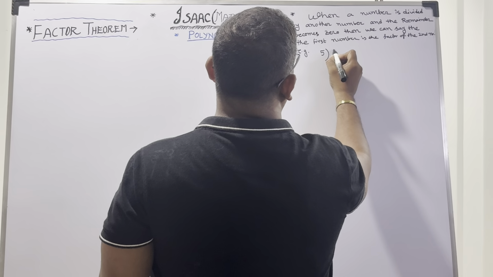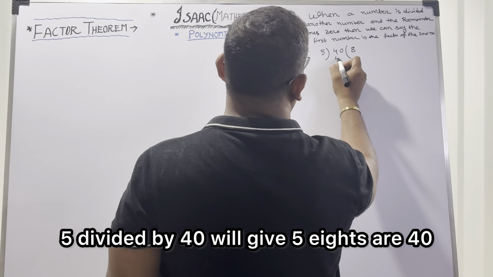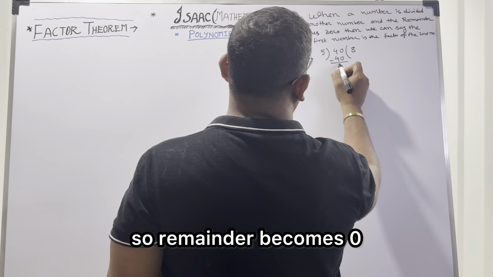Okay, example. 40 divided by 5 will give 5 8s are 40. So the remainder becomes 0, which implies that 5 is the factor of 40. Example 2.